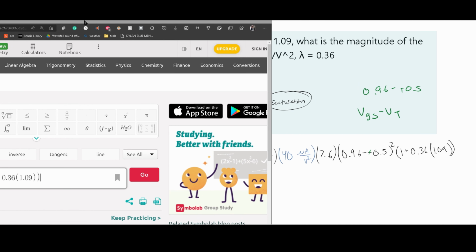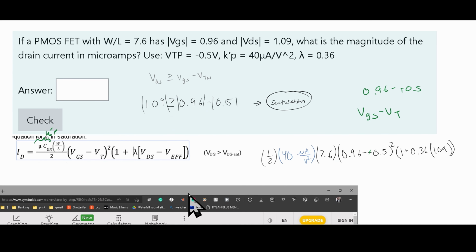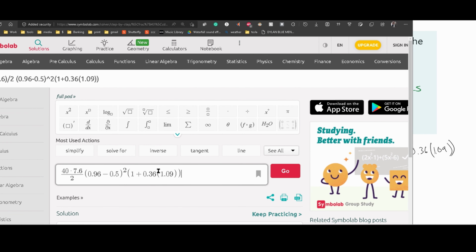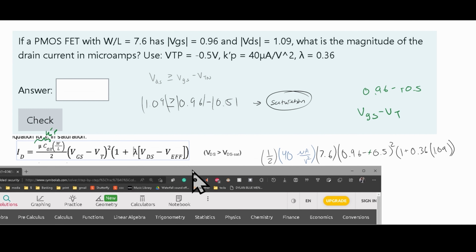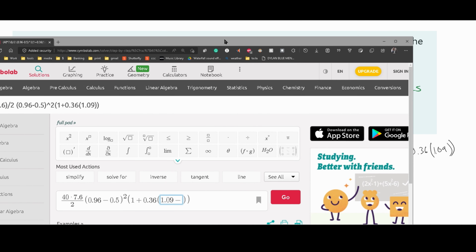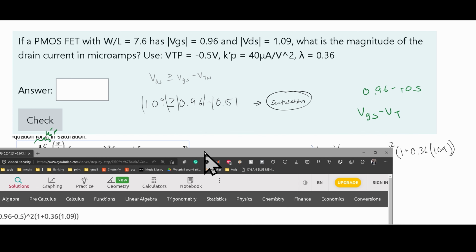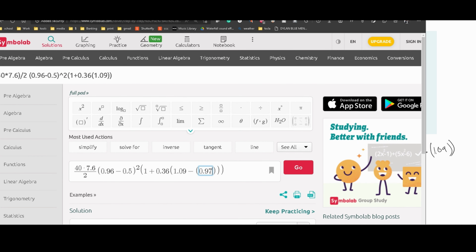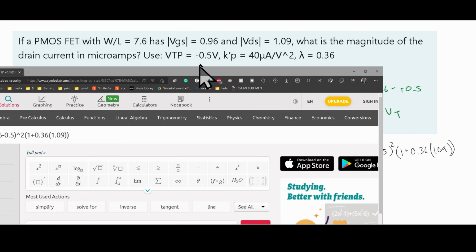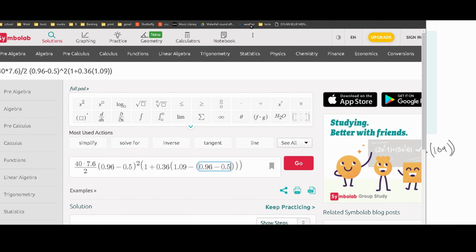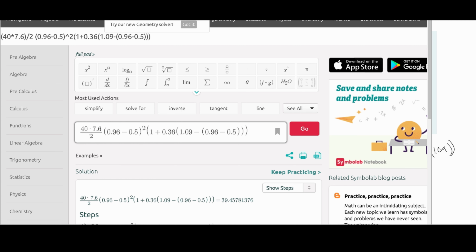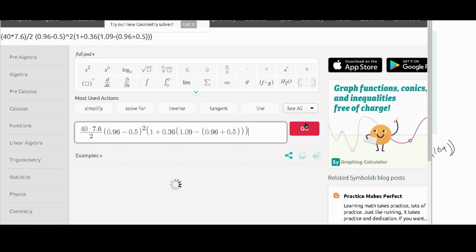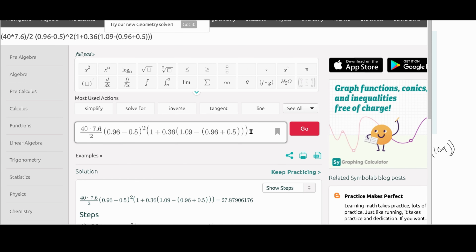Now if we plug in the other value, we can see that we have VDS minus this, and lambda's on the outside. So we have this in here. We have to do minus, and now inside of these parentheses we'll have our VEFF, which is VGS, so 0.96 minus our 0.5. And we'll see if we get anywhere close to that. If we click go, we can see it's 35, or 39, and even if we add it, it's not going to be the same. So I believe the other way to solve it without this is how we would go.